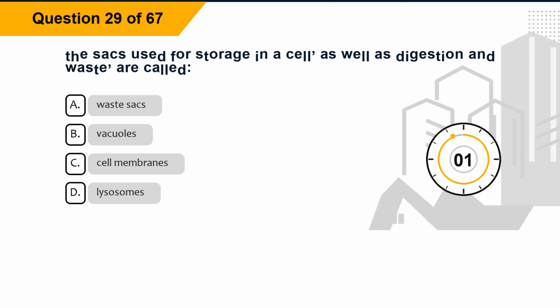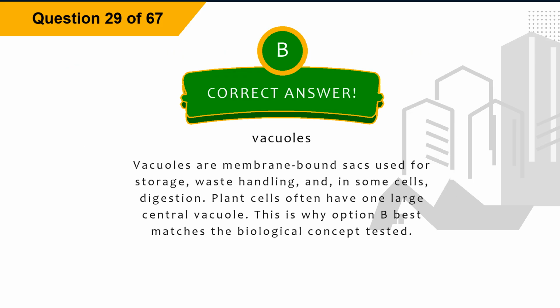Option D, lysosomes. The correct answer is option B, vacuoles. Explanation. Vacuoles are membrane-bound sacs used for storage, waste handling, and, in some cells, digestion. Plant cells often have one large central vacuole. This is why option B best matches the biological concept tested.